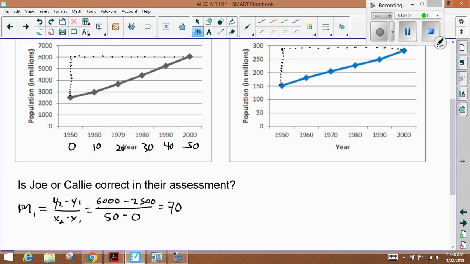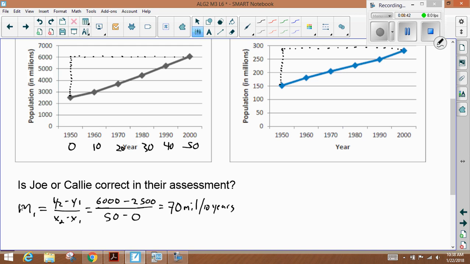So our rate of change here is 70. What does that mean? That means that for each 10-year increase, there was an increase in population by 70 million, right? The population increased 70 million every 10 years. That's what that number tells us. Okay? So we could go million per 10 years, right?